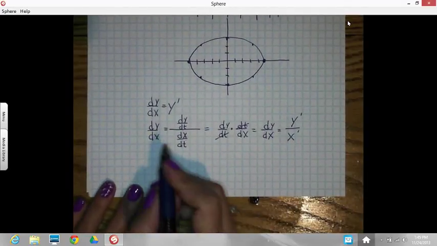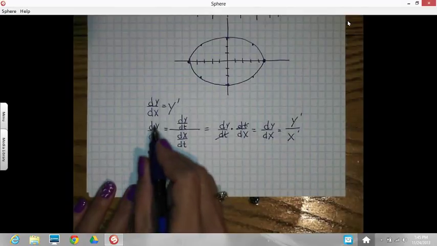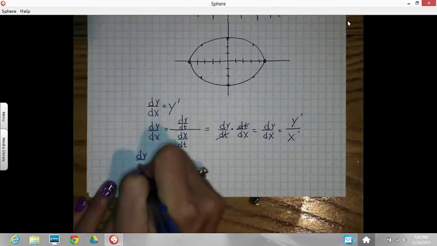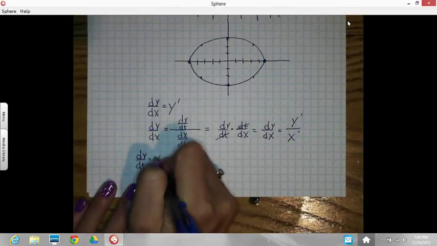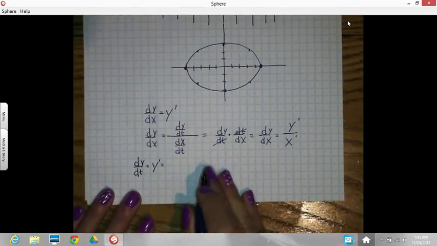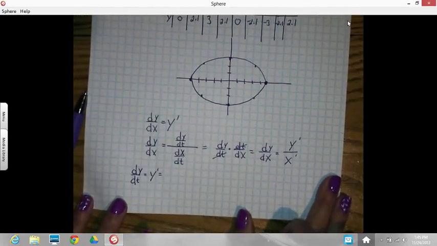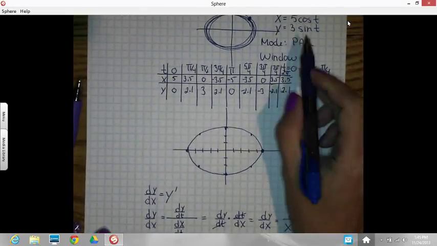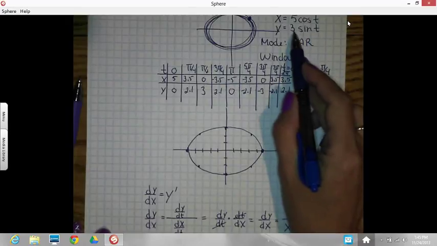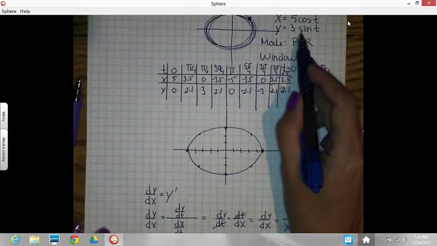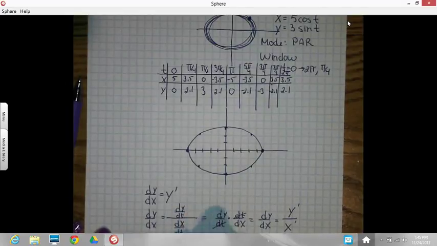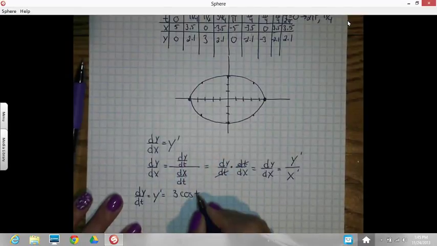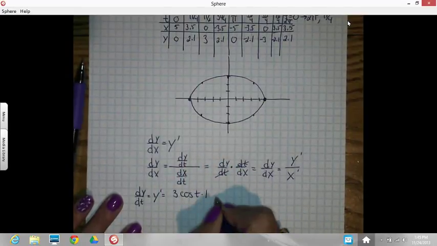So that's what I want to do next, is find dy/dx. So I'll go dy/dt, which I'll call y prime. So looking at y, I've got the equations at the top of my paper now. I'm going to do the derivative of 3 sine t. So the 3 is a multiplier. The derivative of sine is cosine. So it's going to be 3 cosine t. And then the derivative of the angle is just 1. So just 3 cosine t.